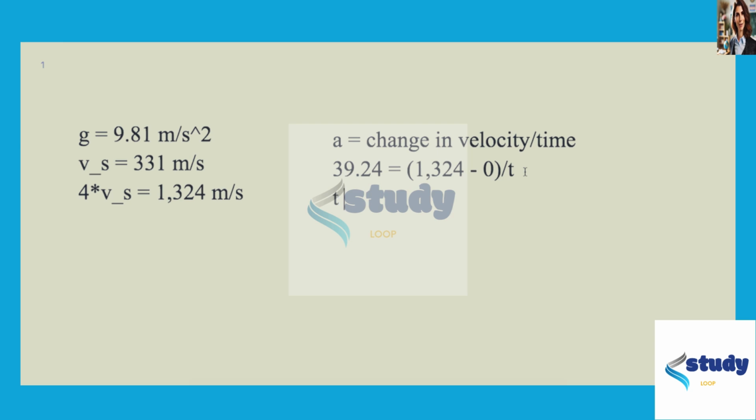Simplifying, this gives 1,324 divided by 39.24. Which is an answer of 33.7 seconds. The shortest time they need to get up to Mach 4 is 33.7 seconds. Okay, so that's part A.